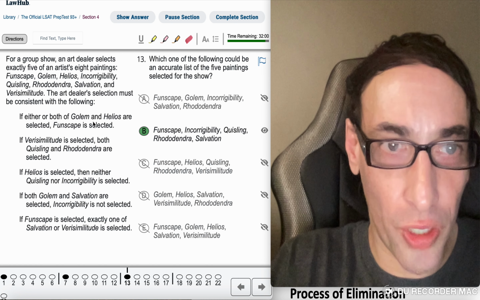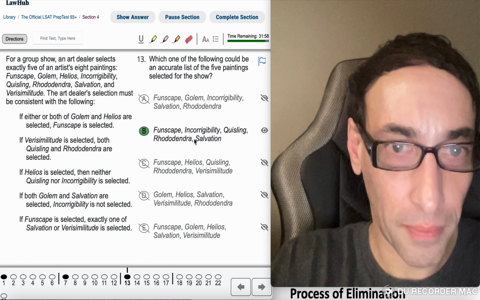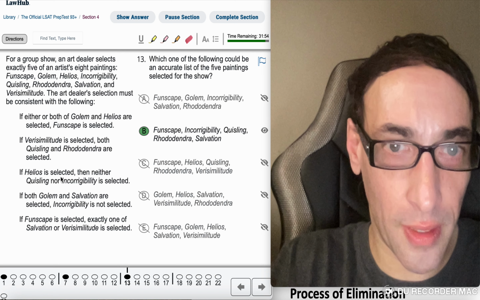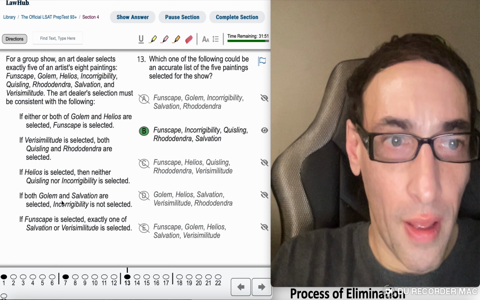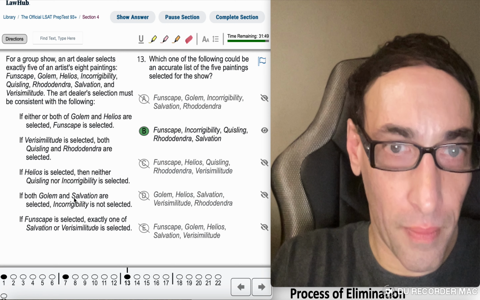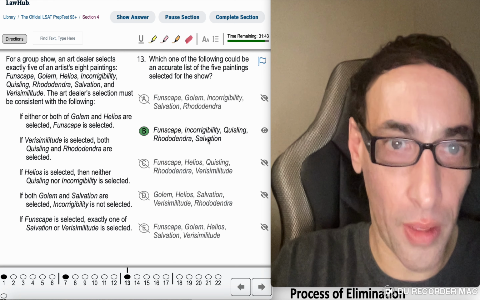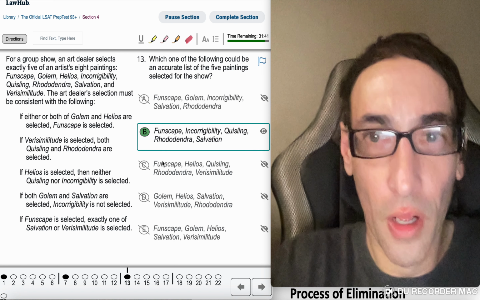If either G and H selected, then F is selected. Okay, I don't see G and H. If V is selected, don't see V. If H is selected, I don't see H. If both G and S are selected, I don't see that. If F is selected, I do see that. Then S or V is selected. I see S. So yeah, exactly. This is the correct answer. So we got that one correct.